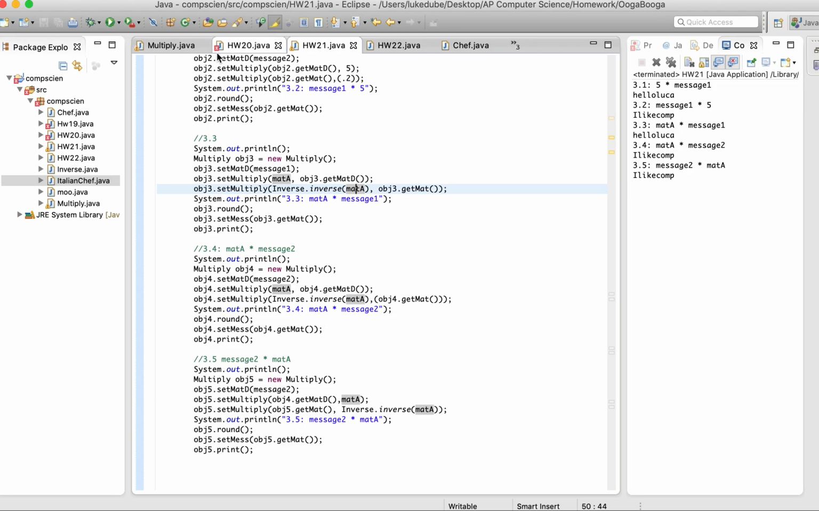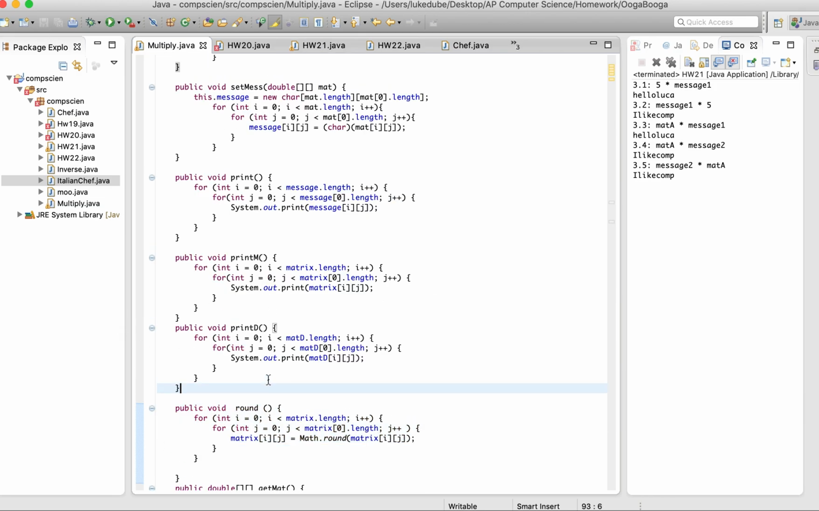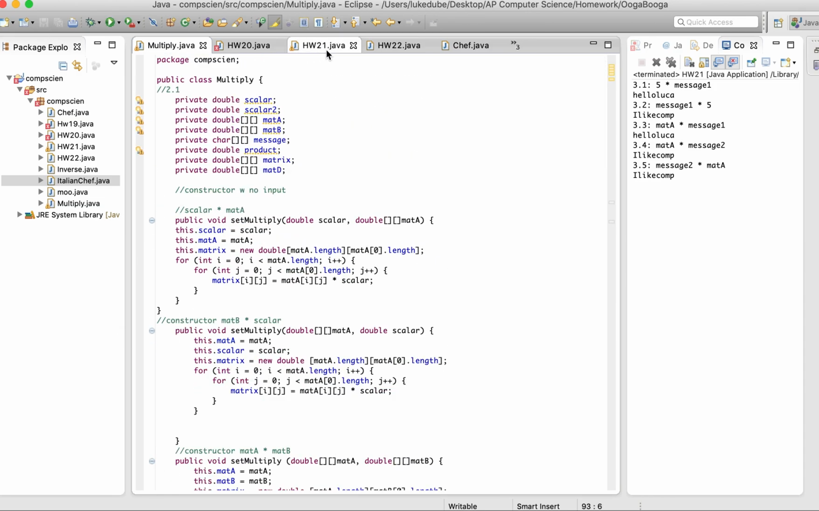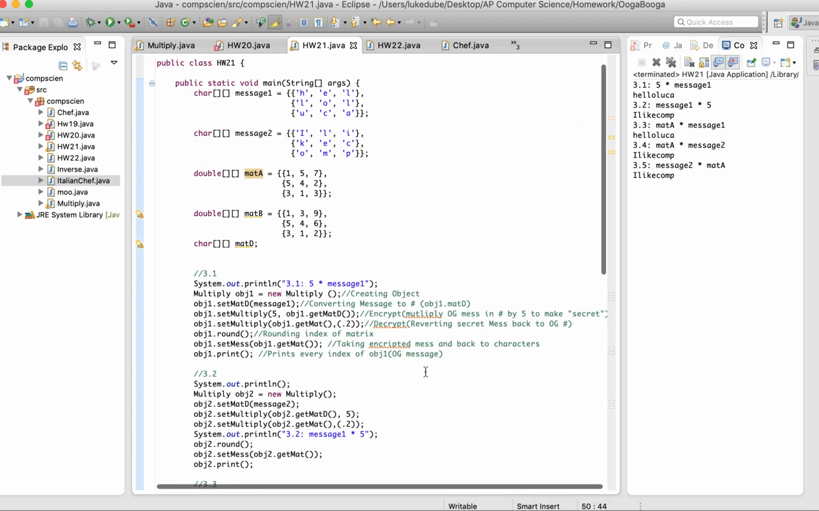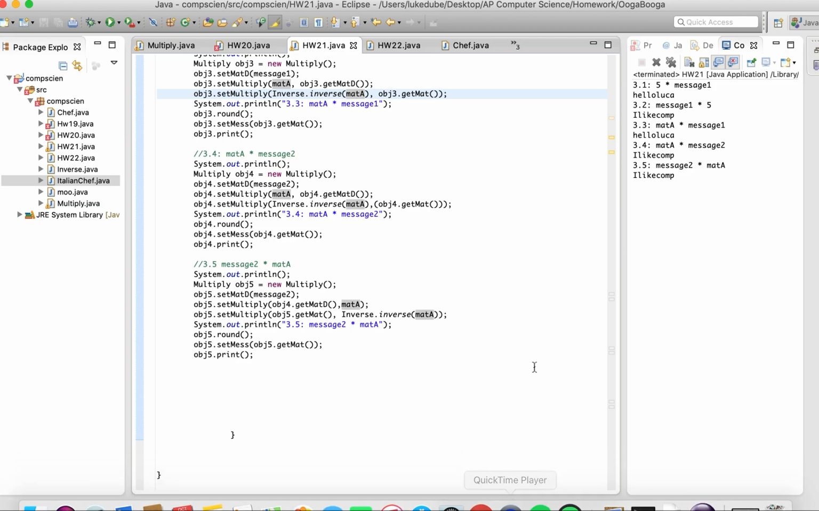And essentially we're using all of our getters and setters from the multiply function and our multiplication that we're using here to use this code, and overall it makes everything a lot simpler instead of having a great deal of code.